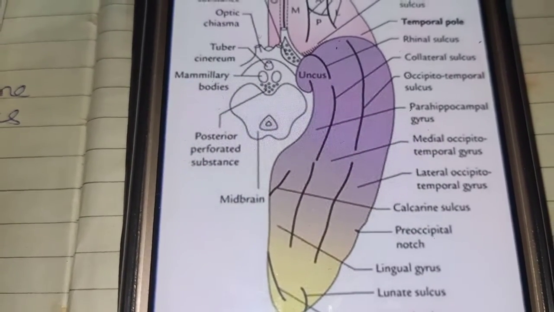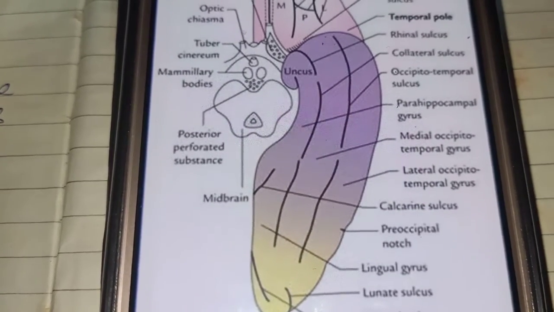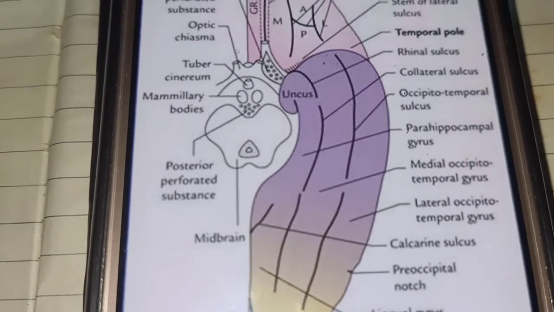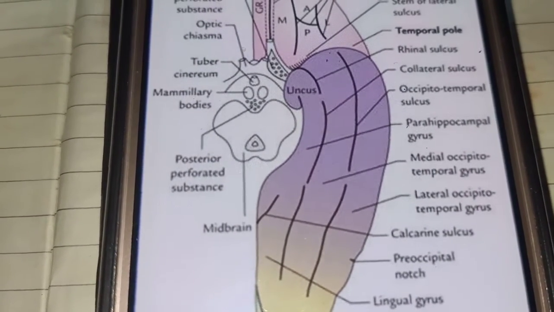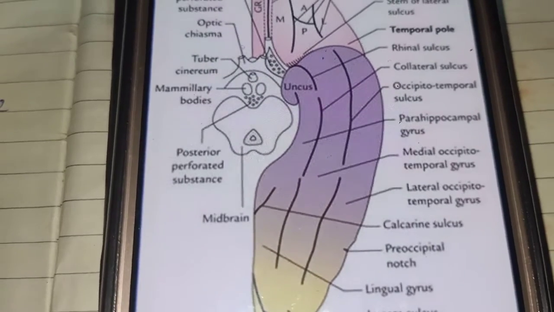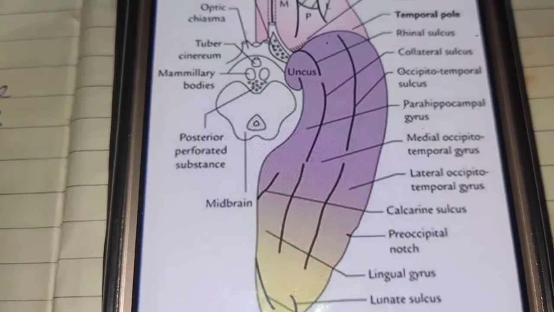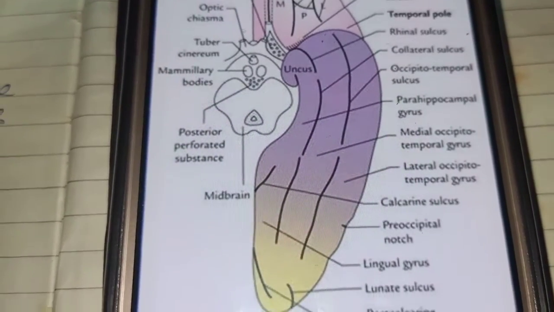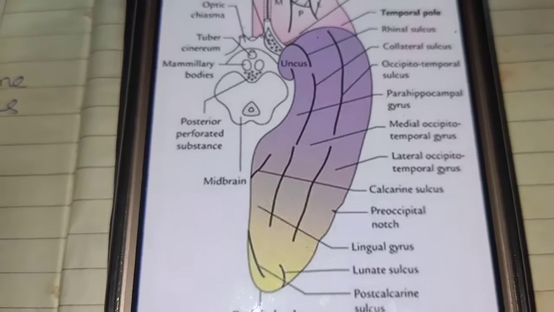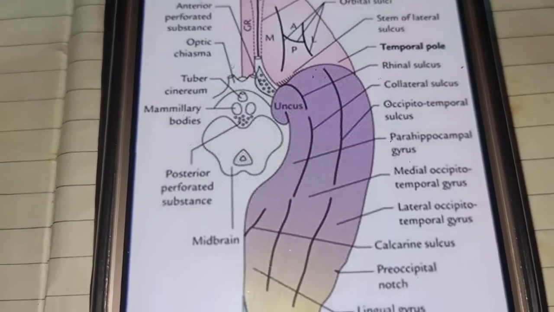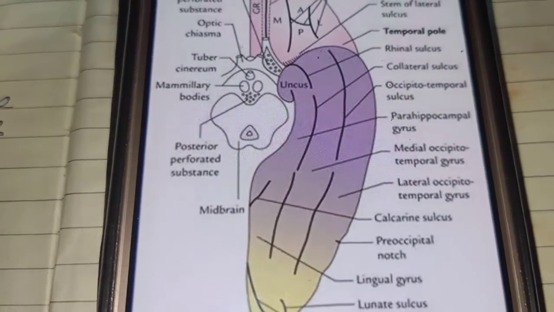So with this we finish all the sulci and the gyri which are present on the surfaces of the cerebrum. In this video I have only explained the sulci and the gyri of the inferior surface. In my previous video you will find the sulci and the gyri of the superolateral surface and the medial surface. Okay. Now we'll proceed to another topic of the cerebrum, that is the functional areas of the cerebrum.